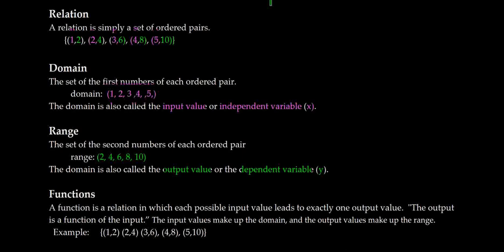Next is the function. A function is a relation in which each possible input value leads to exactly one output value. The output is then a function of the input, or the output is dependent on the input.